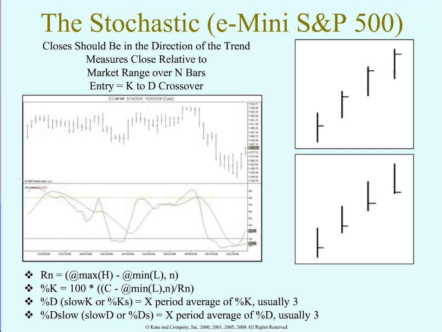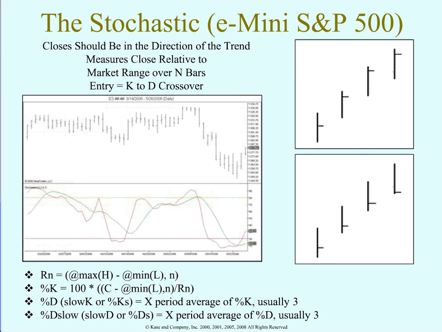Okay, so now we're going to go through the traditional indicators, the stochastic. The idea behind the stochastic is that closes should be in the direction of the trend. So what a stochastic does is it looks at the range of prices over a certain period. For example, if we're using an 8-period stochastic, it would look at the lowest low over the 8 bars and the highest high over the 8 bars, and that would be a range. And then it would look at where the close is falling in that range.